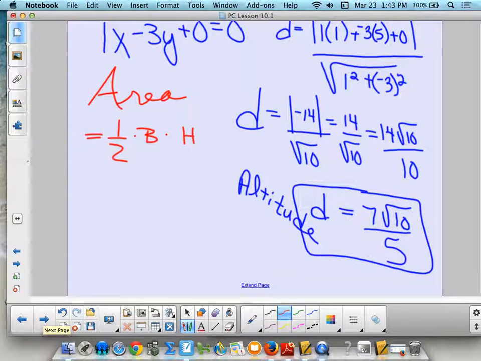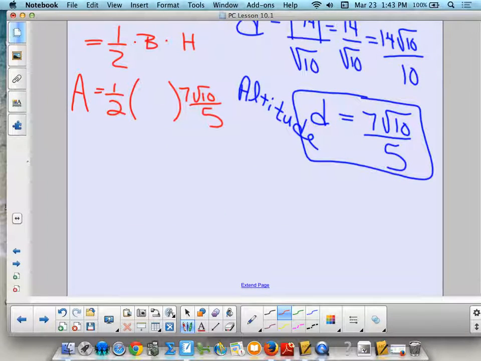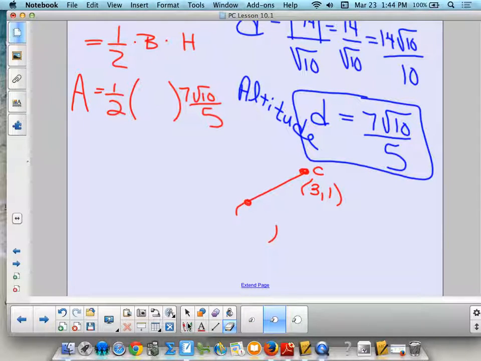But what's altitude again? It's just the height. So really you already have 2 out of 3 numbers. You just need the base. By the way, what's the base on the triangle? AC. Okay. Here's A, 0, 0. And here's C, 3, 1, wasn't it? 0, 0, 3, 1. How are you going to find the distance from here to here?